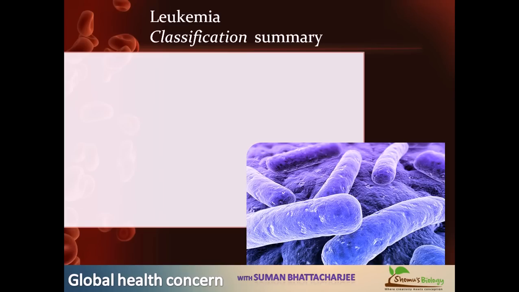Now, if we summarize the whole classification that we studied, they are classified based on how long those diseases are going to last, and also the type of effect that they show in the blood. So for example, what we see here is the types of white blood cells being determined.